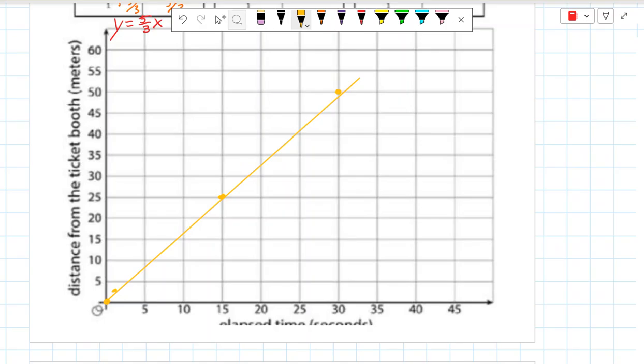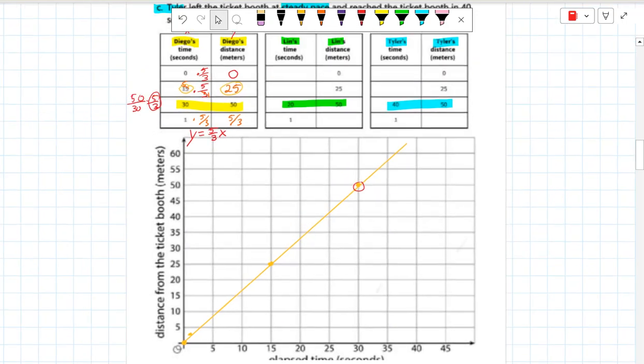That's close, but not good enough. But we'll try it again. That's closer, but still not very accurate. See how this is off a little bit? So try to make your lines right on your points. Okay, so that's how you do it.